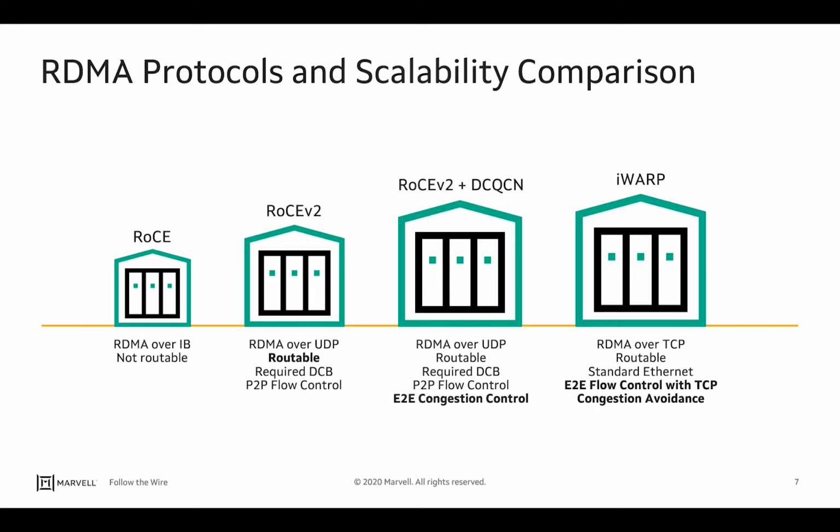iWARP provides the most scalable approach because it runs on standard TCP/IP and uses standard TCP/IP flow control. No changes required to your existing network to support using iWARP. The reality is that both RoCE and iWARP will have their sweet spots. When latency is the number one factor, RoCE is a great choice. When ease of integration or scalability are key considerations along with low latency, iWARP becomes a good choice.